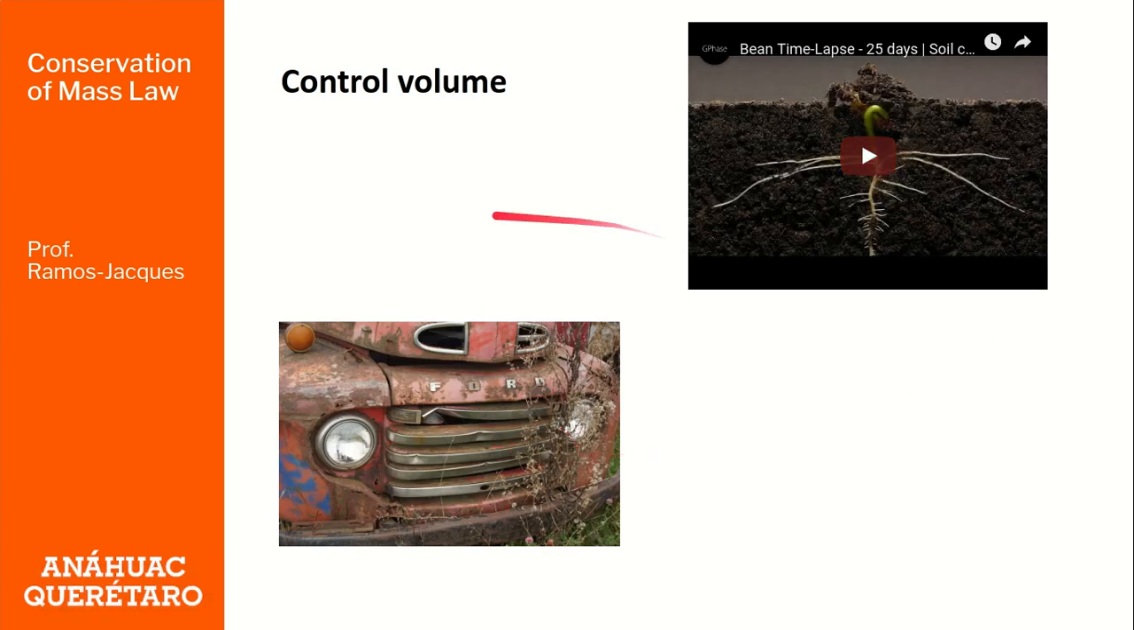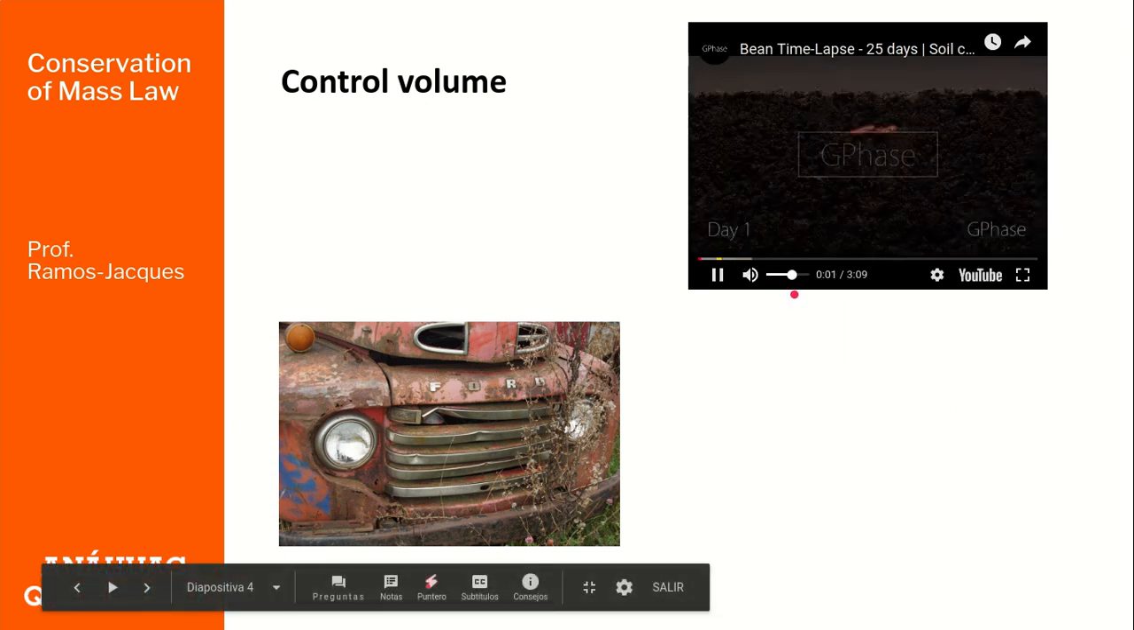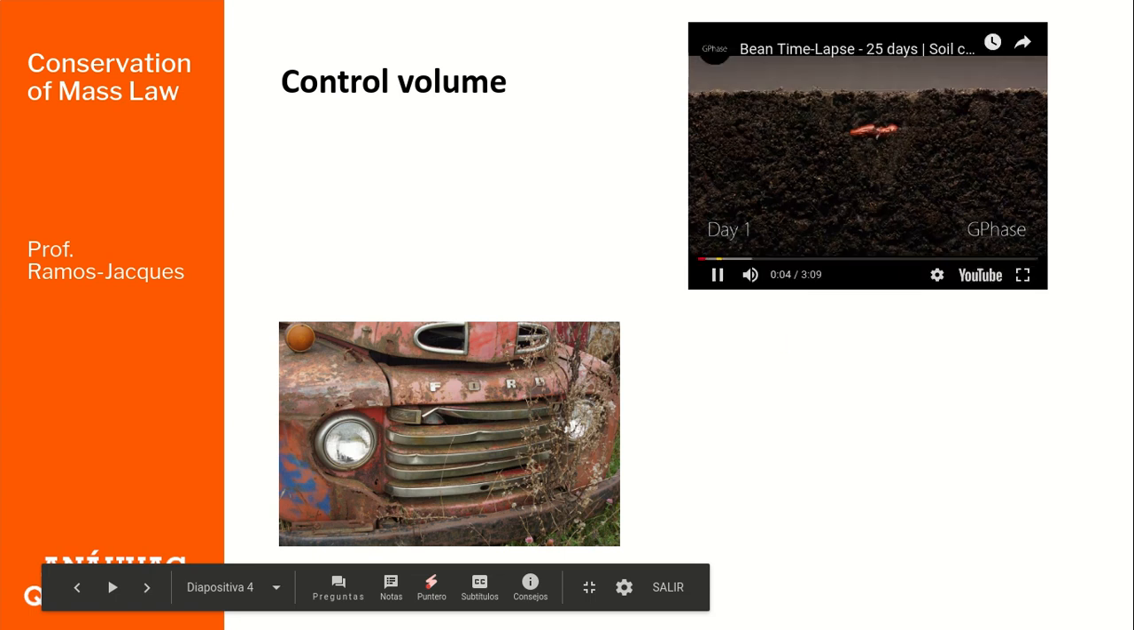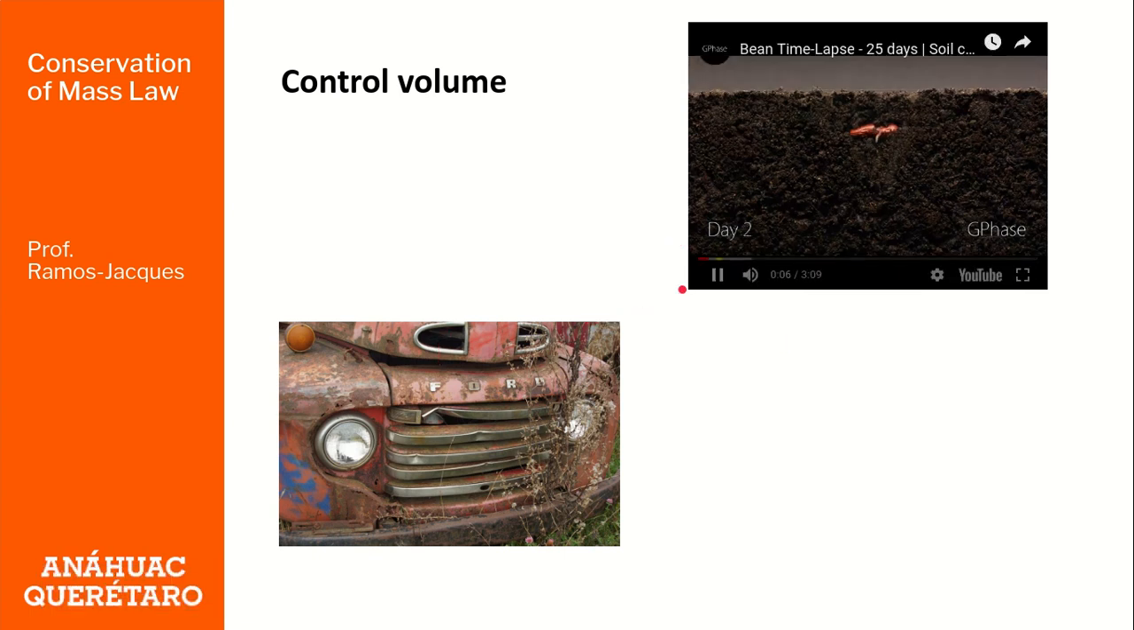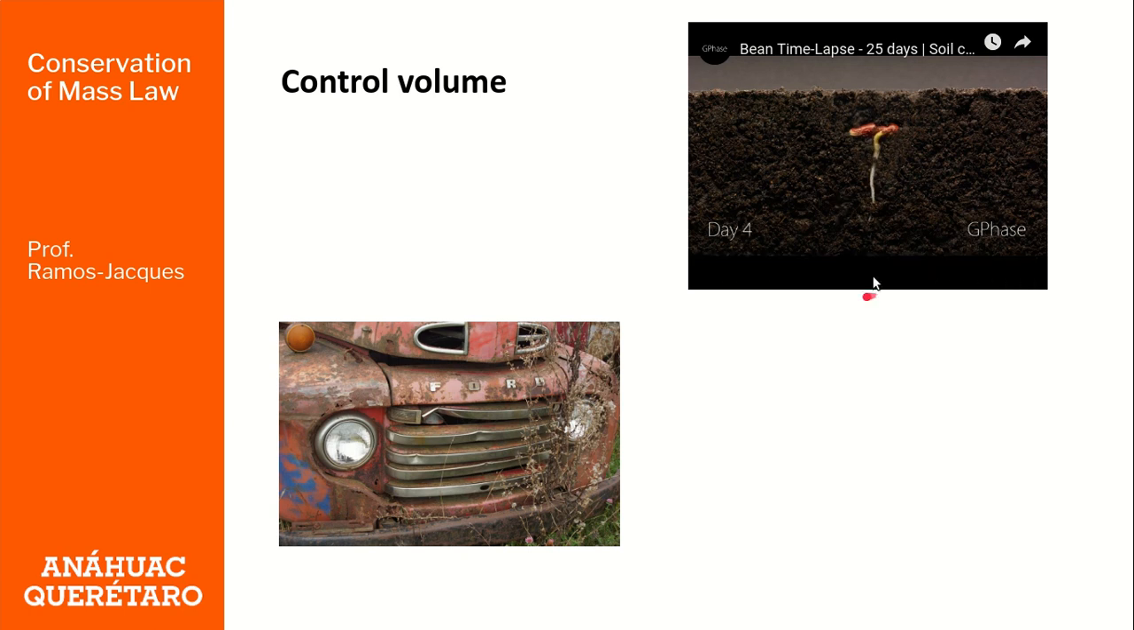Well, this theory of systems can be very useful, but how do we apply these concepts to real scenarios? For example, the growth of a plant involves some mass transfer of the components, as the plant is transforming them into plant growth.